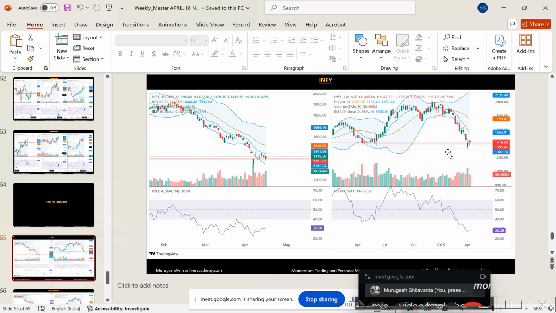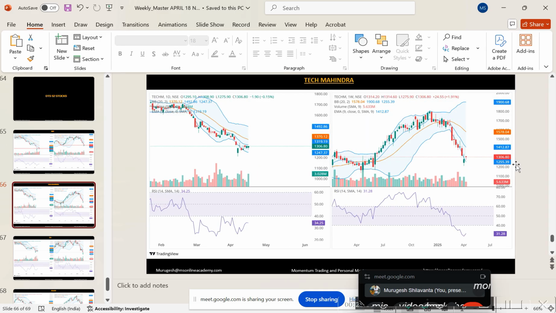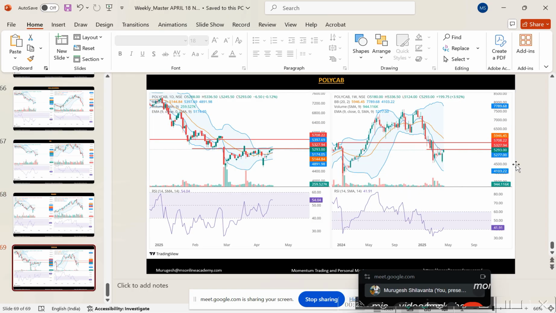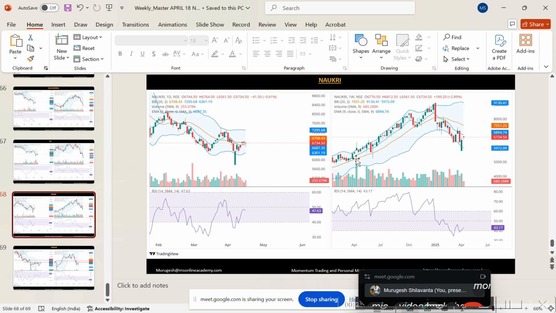IT sector, majorly the IT sector we choose. Infosys rejecting from 9 EMA. You can see here how many times it has been rejected. Already below 40 in weekly and monthly. Okay, you can try this one. Tech Mahindra, same pattern. TCS, same pattern. Naukri, same pattern. Polycab. Okay, Polycab is making a consolidation here. If it is rejected, weekly 9 EMA rejection actually, there could be a short position you can build here. Okay, so these are the picks from our end.